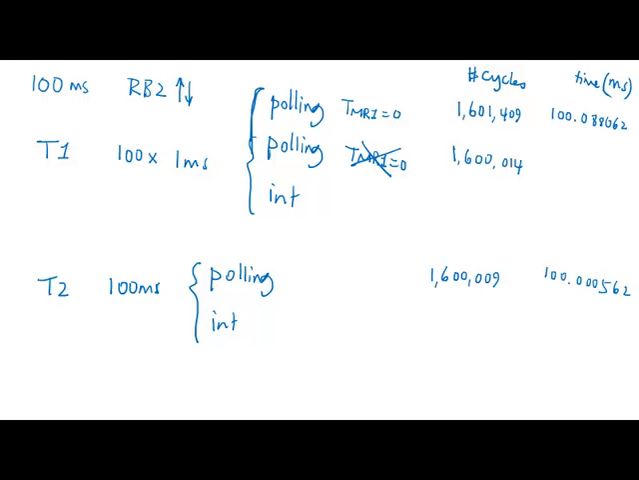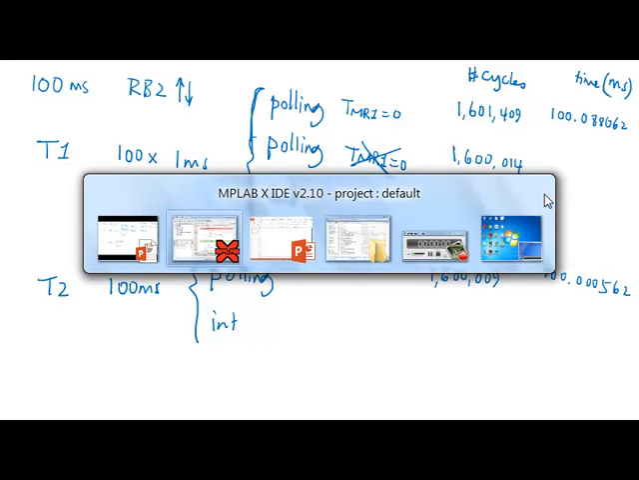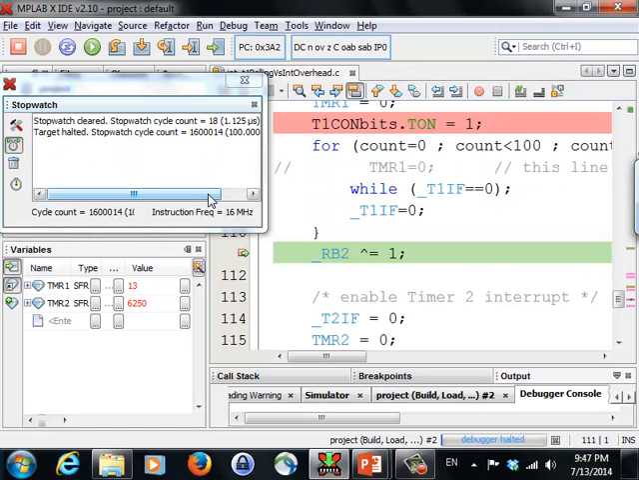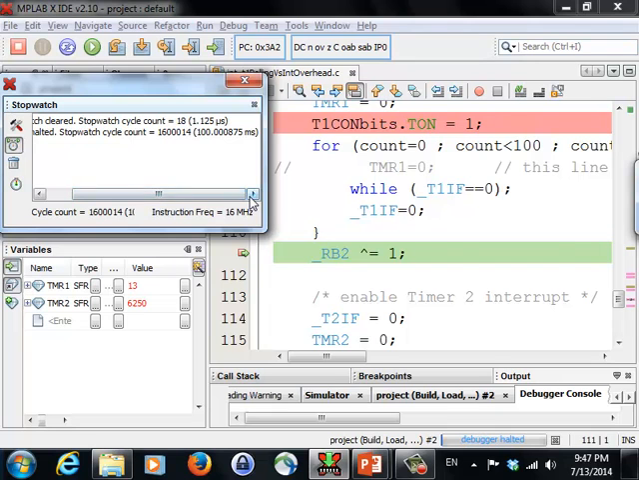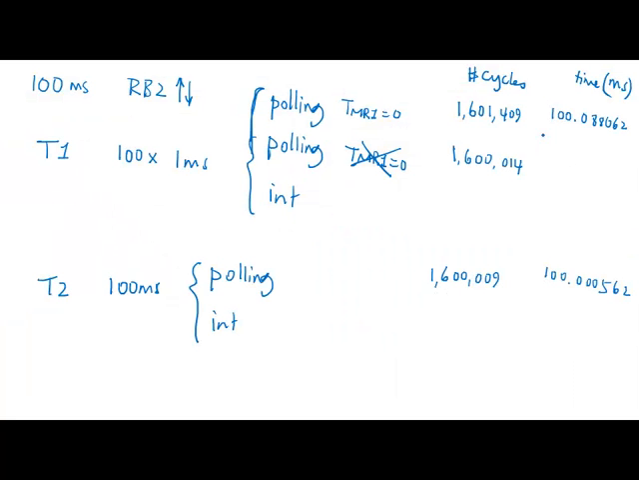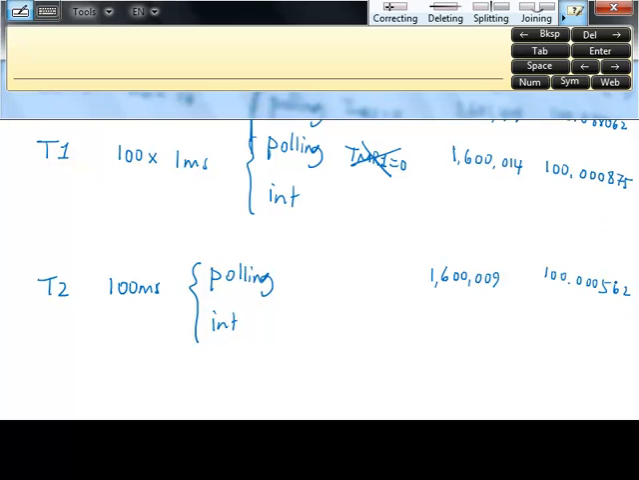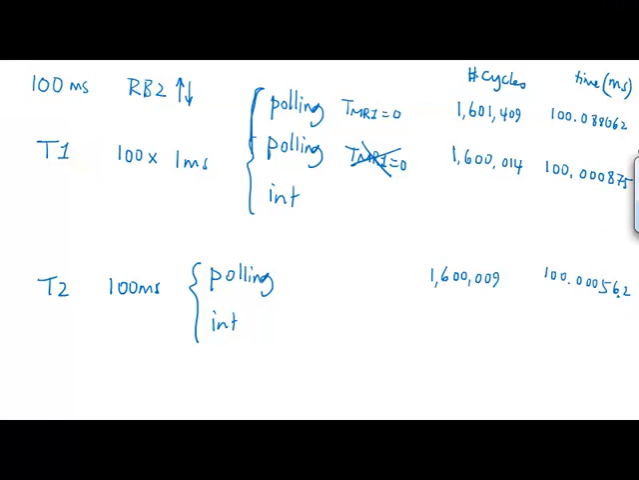So let me note down the time. It's 100,000,875. 100.0000875, which again is close to this value that I had here and far from the really terrible solution that I had here. But the question is, why is there a difference between these two cases?